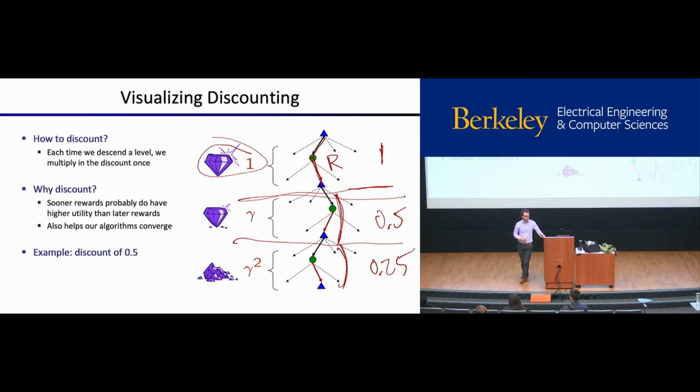Does that mean that gamma always has to be less than 1? There are other alternatives to using a gamma like this, and those amount to setting gamma equal to 1, but you have to handle these infinite sums somehow. So there are a couple other ways that we can do it. I'll show you those in a second.